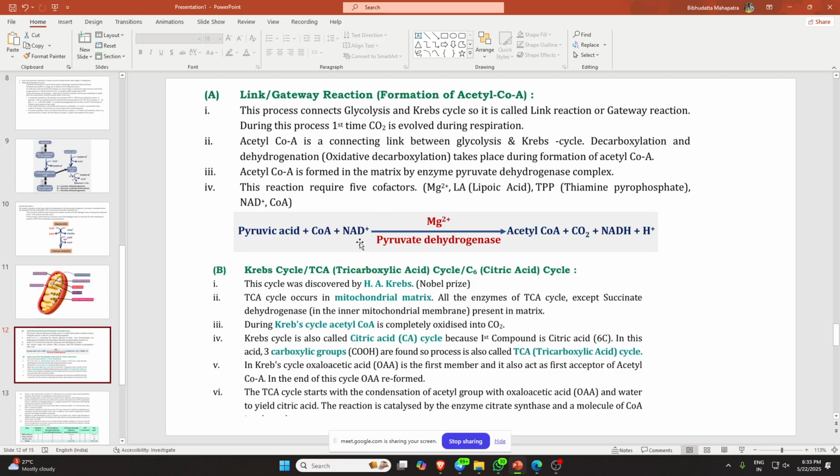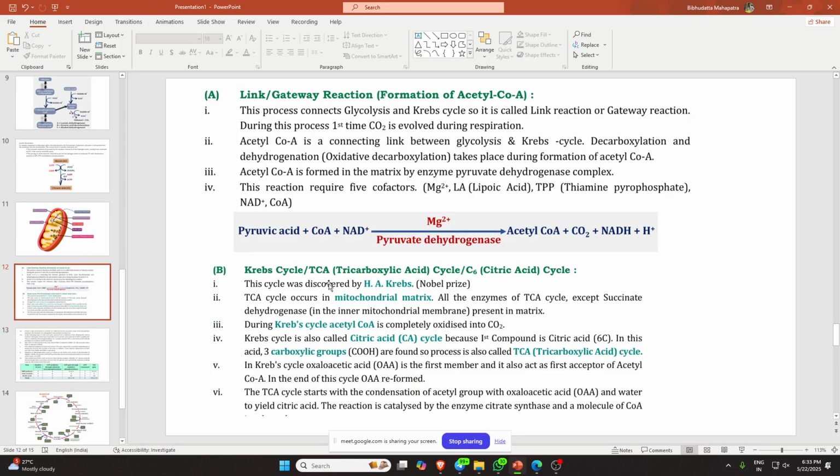Here you have seen that there is one reduction of NADH in the link reaction. You count on this, otherwise you will forget. Now comes the Krebs cycle.